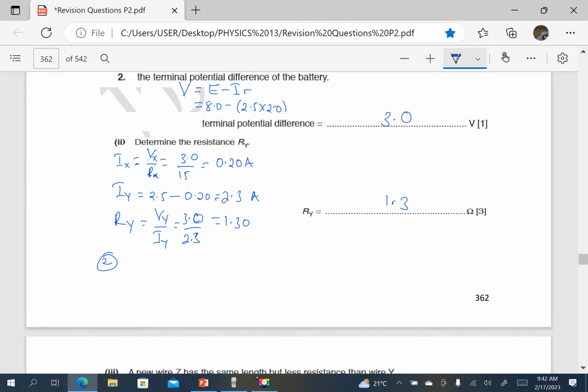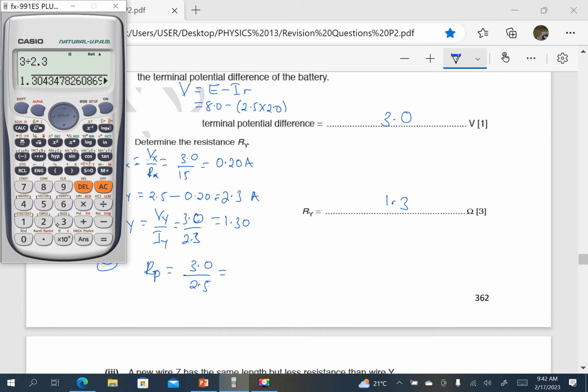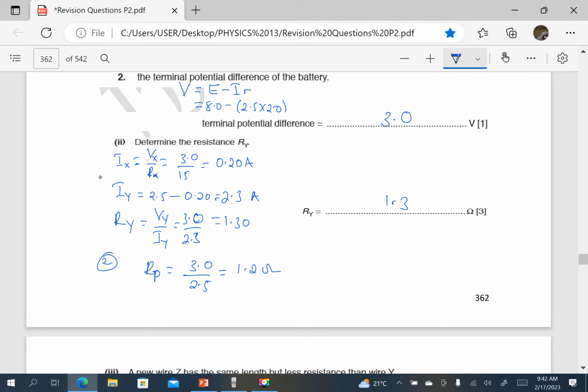Method 2. I know that total resistance in parallel is going to be total PD, which is 3.0, over total current entering the resistors in parallel. Let me write RP to mean R in parallel. Resistance in parallel is going to be 3 divided by total current entering in parallel, which is 2.5. And I think 3 divided by 2.5 is actually 1.2. So this is 1.2 ohms. That is total resistance for parallel combination.